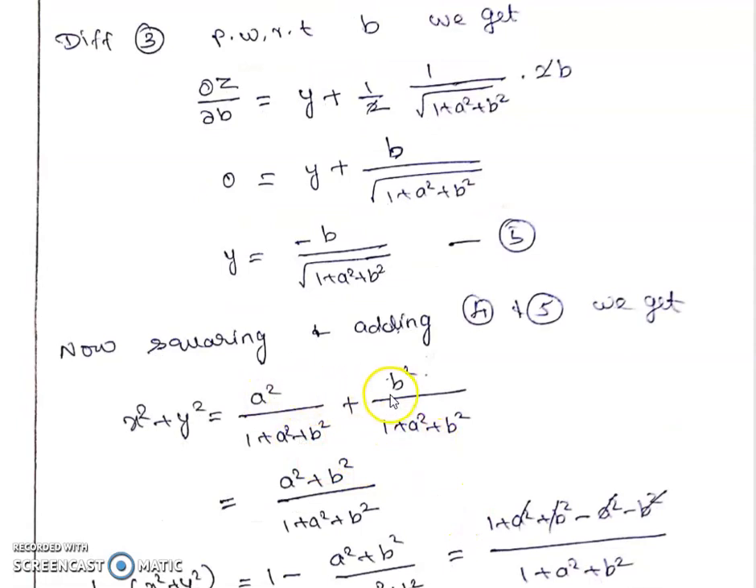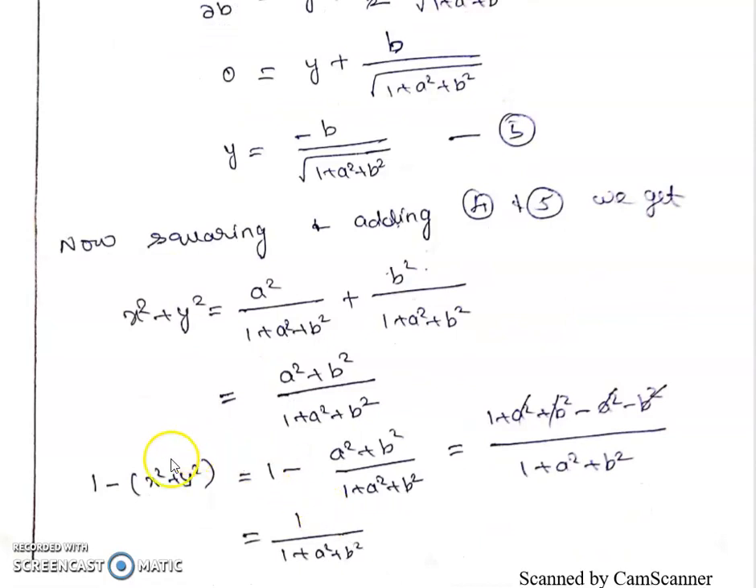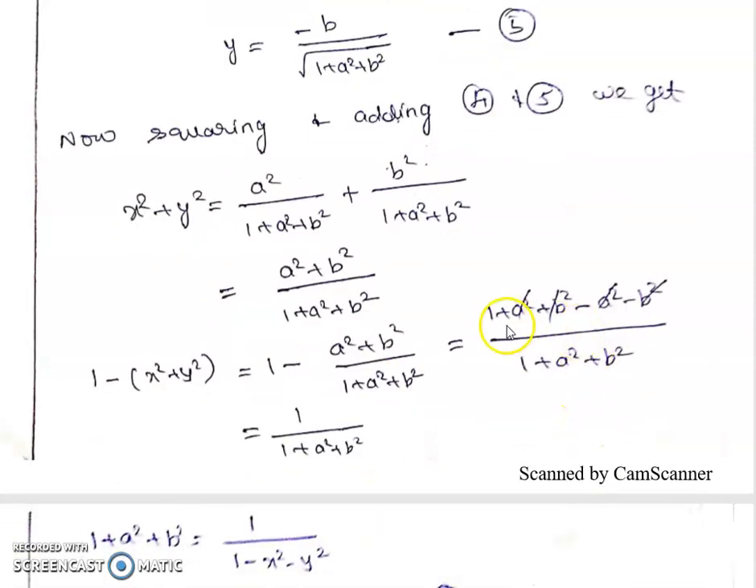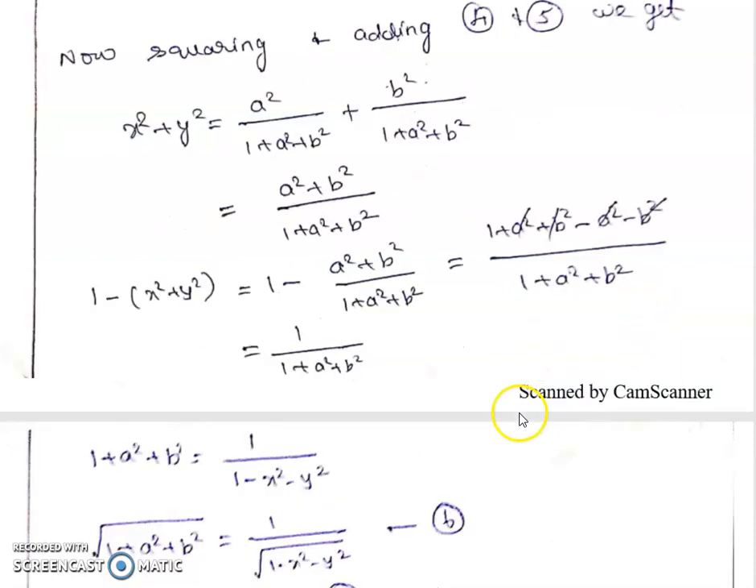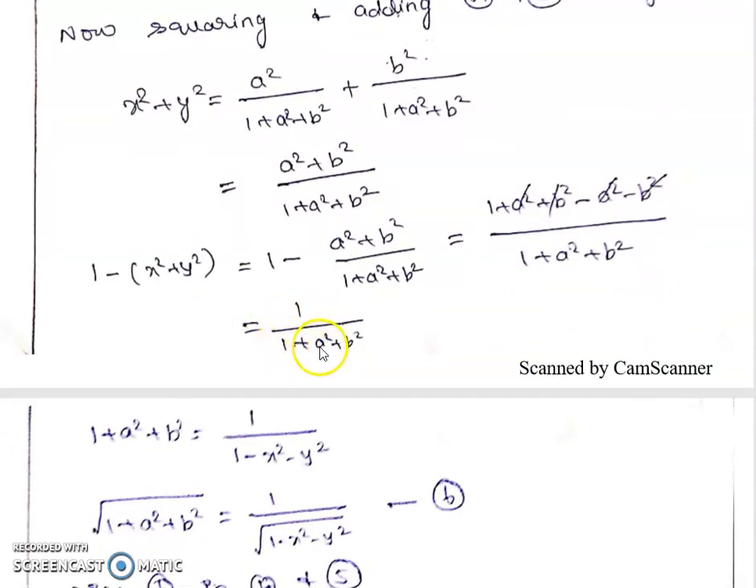We can add the numerators: a square plus b square by 1 plus a square plus b square. So now subtract both sides from 1. We get 1 minus of x square plus y square equal to 1 minus a square plus b square by 1 plus a square plus b square. So now take the LCM as 1 plus a square plus b square. So it can be written as 1 plus a square plus b square, multiply this minus inside, minus a square minus b square. So now cancel the a square, then b square. So the remaining we get 1 by 1 plus a square plus b square.